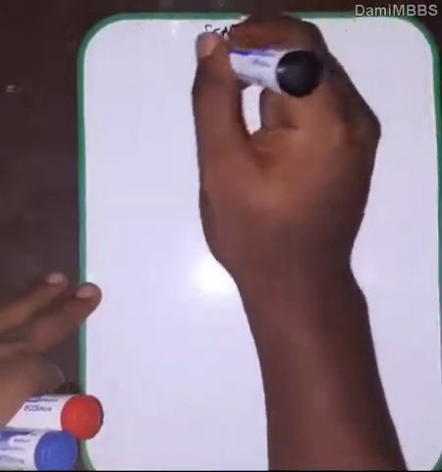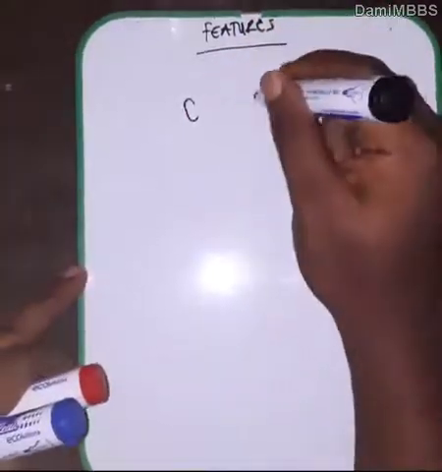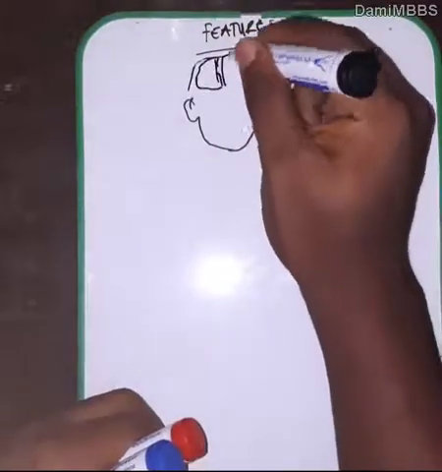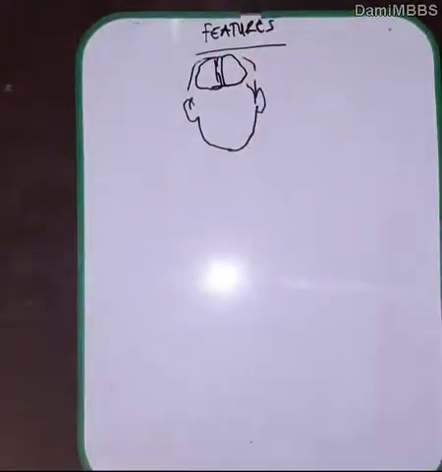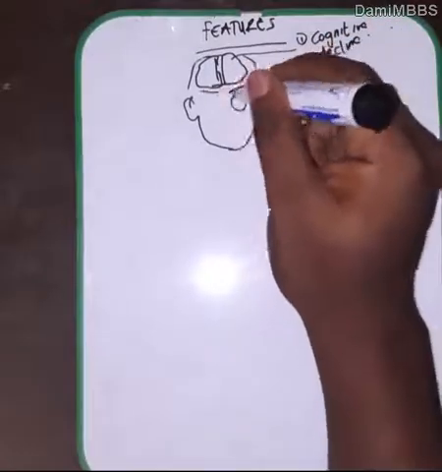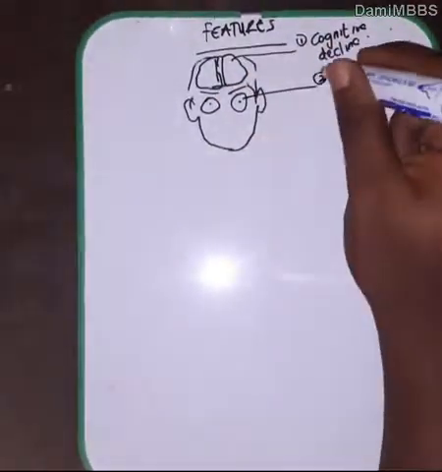Now let's move on to the features we can see. Let's start from head to toe. And as you can see, starting from the head, or the brain, apart from seeing the lesions there, they usually have cognitive decline. They could also have depression, euphoria, and some other psychological problems.